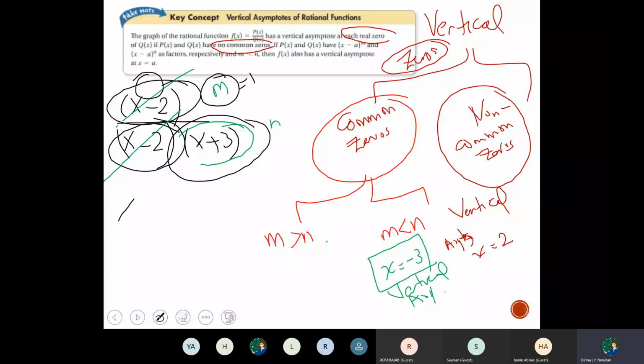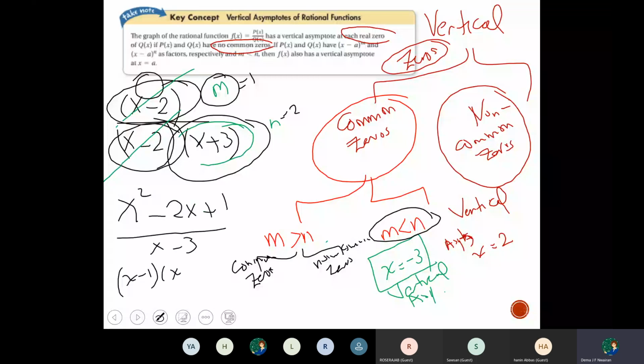If we have common and non-common zeros. Like the previous one, it was x squared minus 2x plus 1 as an example over x minus 3. Look at this one here. Here now we have x minus 1 times x minus 1 over x minus 3. Now, in this one, the power of m is greater than the power of n.